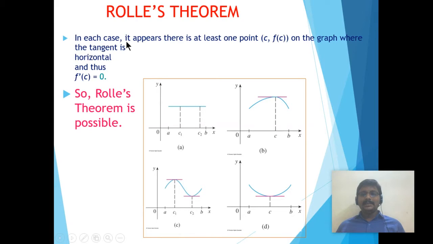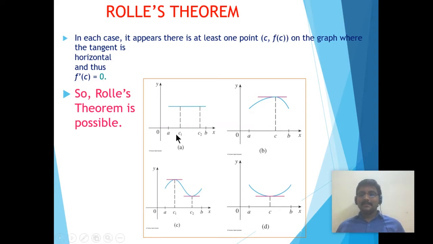In each case, it appears there is at least one point c which belongs to the open interval a comma b on the graph where the tangent is horizontal, and thus we will have f dash of c is equal to 0. So Rolle's theorem is possible.